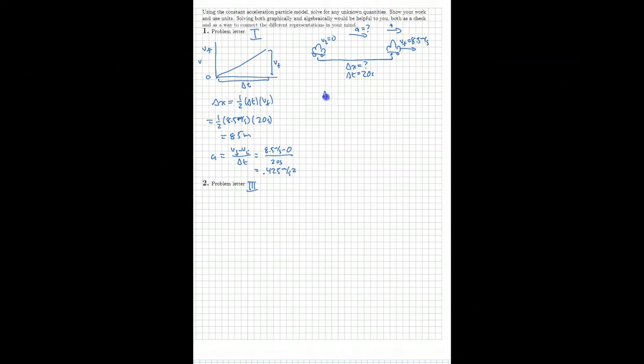So if I want to find delta x, I know VI and VF and delta t, but I don't know A, so I'm going to pick the appropriate model that includes all those things but does not include A. And this is going to give me 8.5 meters per second times 20 seconds over 2, which is again 85 meters. Finding the acceleration, you could either just go from the definition of acceleration, or if you want to start from one of our toolkit equations, we get this, and then we'll just end up with what we had before.